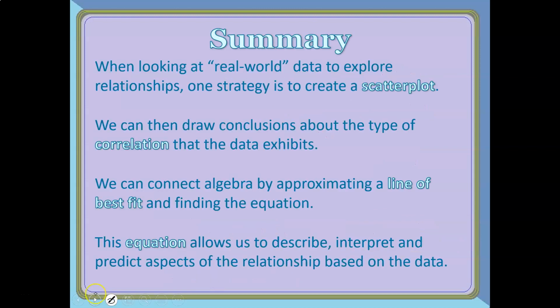Here's our summary. Recaps everything. When you're looking at real-world data, explore relationships. One strategy is to use a scatter plot, do a big picture. We can draw conclusions about the type of correlation that the data exhibits. We can connect algebra by approximating a line of best fit using 2 points and finding the equation. The equation allows us to describe, interpret, and predict aspects of the relationship based on the data, and we're going to do that in the next lesson. We're going to work on some worksheets together now, but that's it for notes.